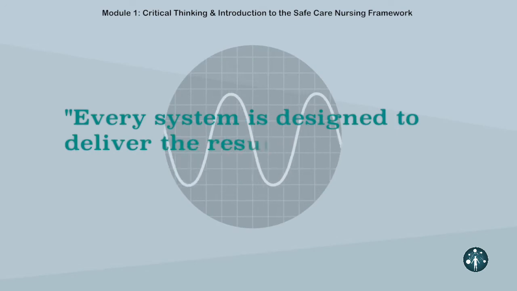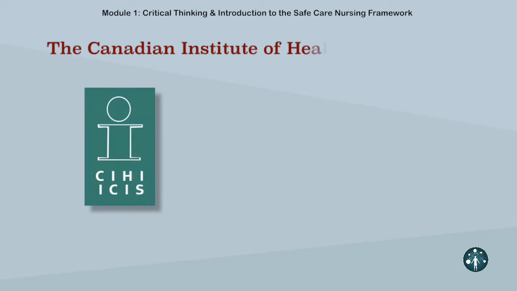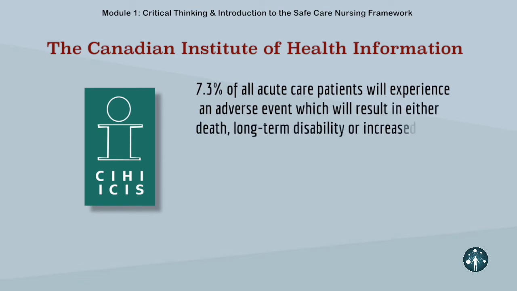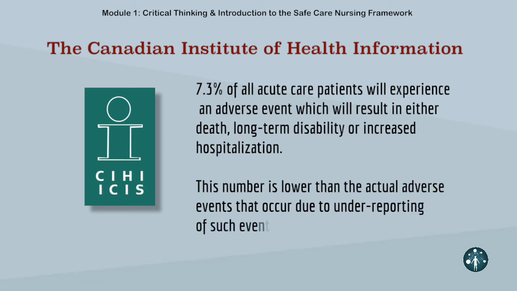Every system is designed to deliver the results it produces. The Canadian Institute of Health Information reports that 7.3% of all acute care patients will experience an adverse event which will result in either death, long-term disability, or increased hospitalization. This number is lower than the actual adverse events that occur due to underreporting of such events.